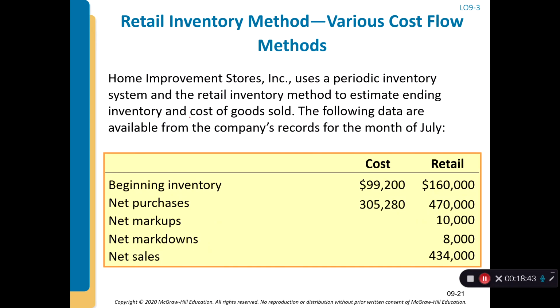Using a periodic inventory system and the retail inventory method to estimate the ending inventory and the cost of goods sold. The following data are available for the month of July. The cost of beginning inventory is 99,200 and the retail price was 160,000. There's a net purchase at cost of 305,280 and the retail price is 470,000. There is a markup of 10,000 and a markdown of 8,000, and net sales is 434,000.